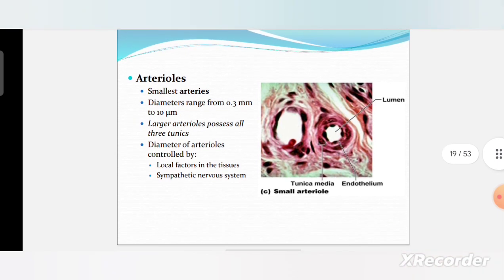The next type of artery is arterioles. These are the smallest arteries, and the diameter ranges from 0.3 mm to 10 micrometers. The larger artery possesses all three tunicas. And the diameter of arterioles is controlled by local factors in the tissue and the sympathetic nervous system.